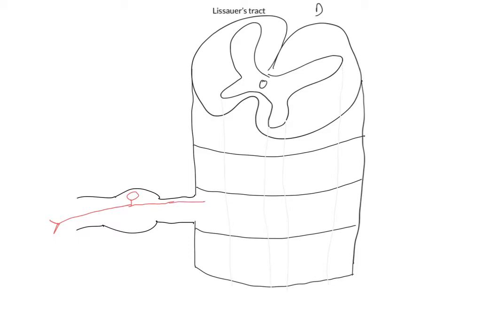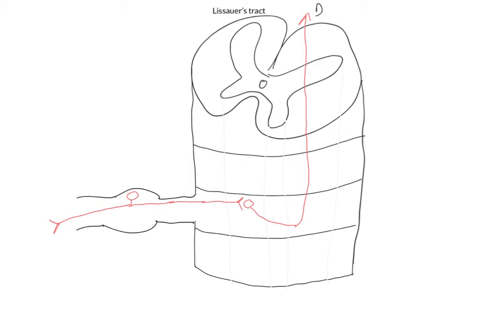Now, the classic description of the spinothalamic system, of course, is that this first order sensory neuron goes into the dorsal horn of its corresponding spinal cord segment, where it synapses on the second order sensory neuron, and it is then the second order sensory neuron that crosses the midline and then ascends up through the spinothalamic tract to the brain. So that's the classic depiction, okay?